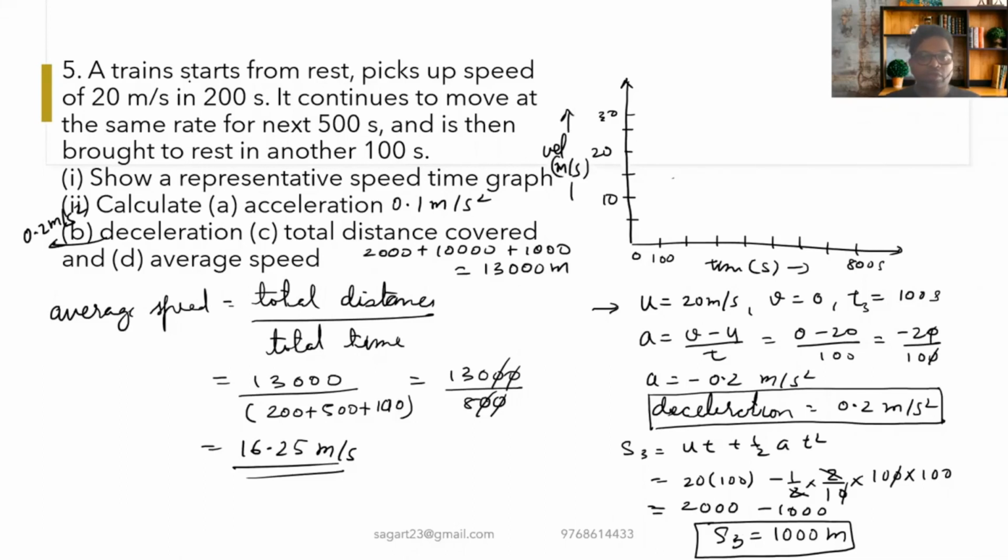Okay. So now we know that in 200 seconds, the velocity became 20. So this is 200 seconds. So the velocity became 20 in that case. And then for the next 500 seconds, so that is 300, 400, 500, 600, and 700, till then, the velocity was constant. And in the 100 seconds, that is from 700 to 800, the velocity became 0. So that is how you have the graph.